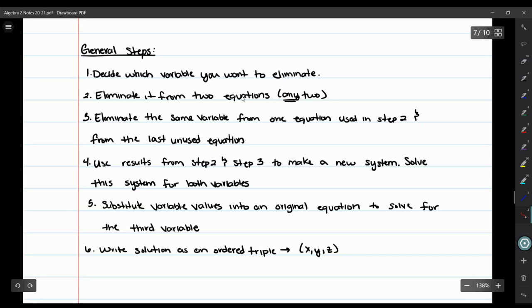Step four is we're going to use the results from step two and three to make a new system. This will only have two variables in it, which is what we want. Then we're going to solve this two variable system for both of the leftover variables. Step five, substitute those values into an original equation to solve for the third. And as always, write your answer as an ordered triple.